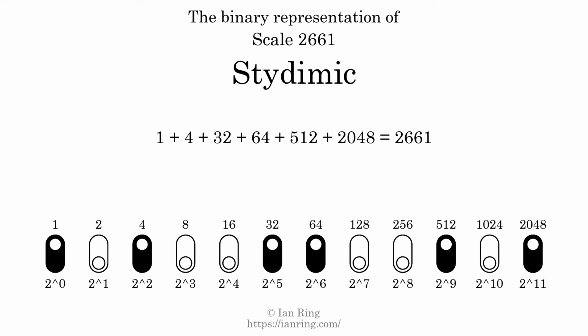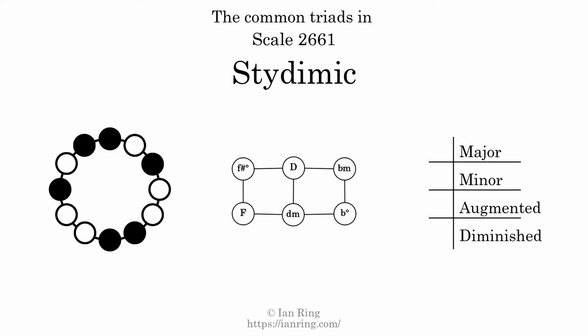2661. The scale number not only enumerates the scale with a unique index, but it also literally describes the tonal content of the scale. Represented as a binary number in base 2, the scale number is 101001100101. Here are the common triads present in this scale.